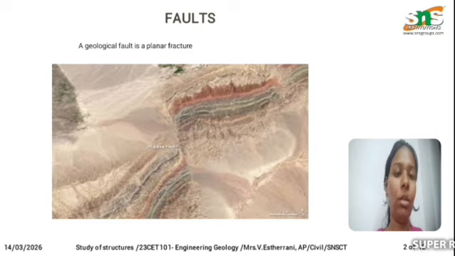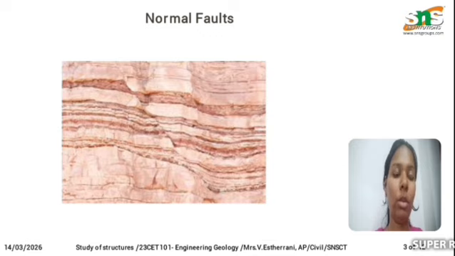These types of faults can be formed due to compression, tension, and shear stress of the rock surface. Next one, normal fault. This is the first type of fault. Normal faults are caused by the movement of the hanging wall. The hanging wall that moves downwards is called a normal fault. The hanging wall falls downward in a normal fault.